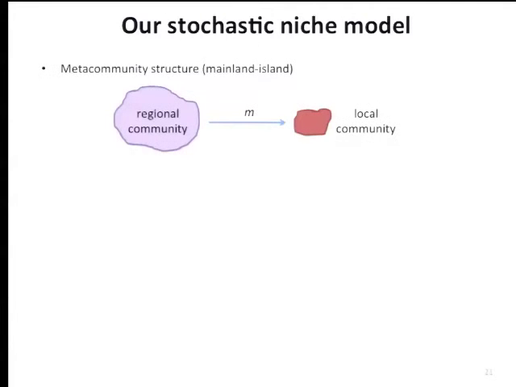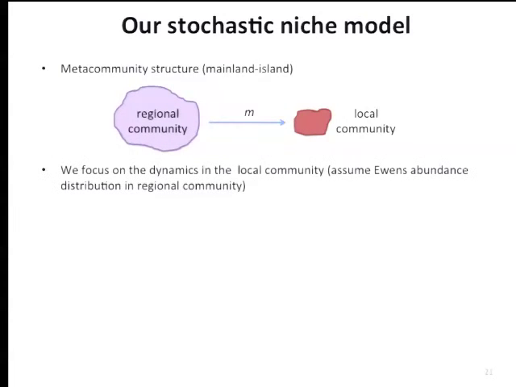So I'll only give a hint at what we're doing with that. What does our stochastic niche model look like? Well, we use something similar to Hubbell's mainland-island, or metacommunity and local community setup, and we focus on the dynamics in the local community. We assume a uniform distribution in the regional community, which is what you'd expect under neutral theory, and we just put the niche dynamics in the local community.